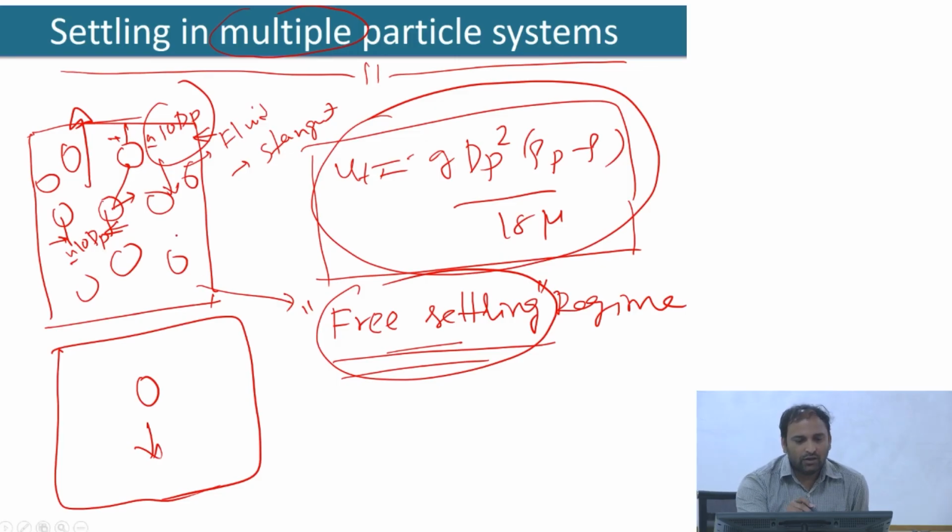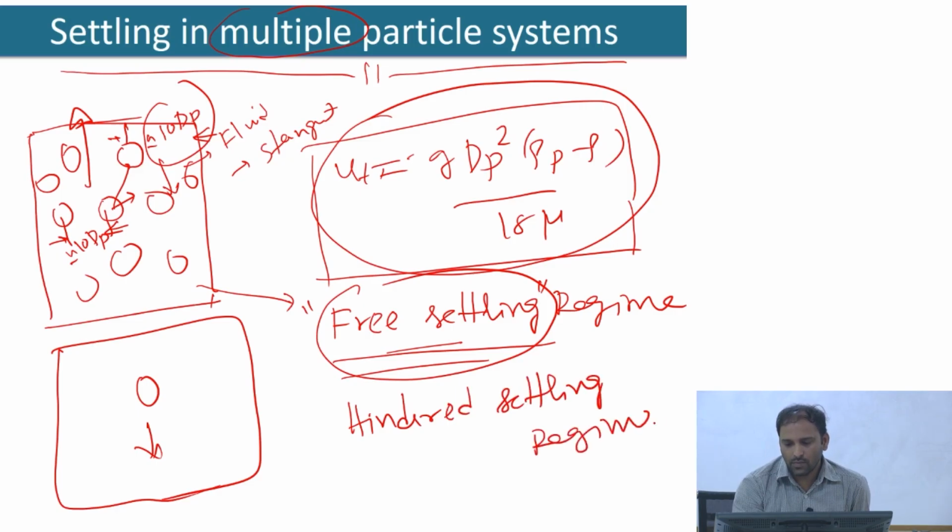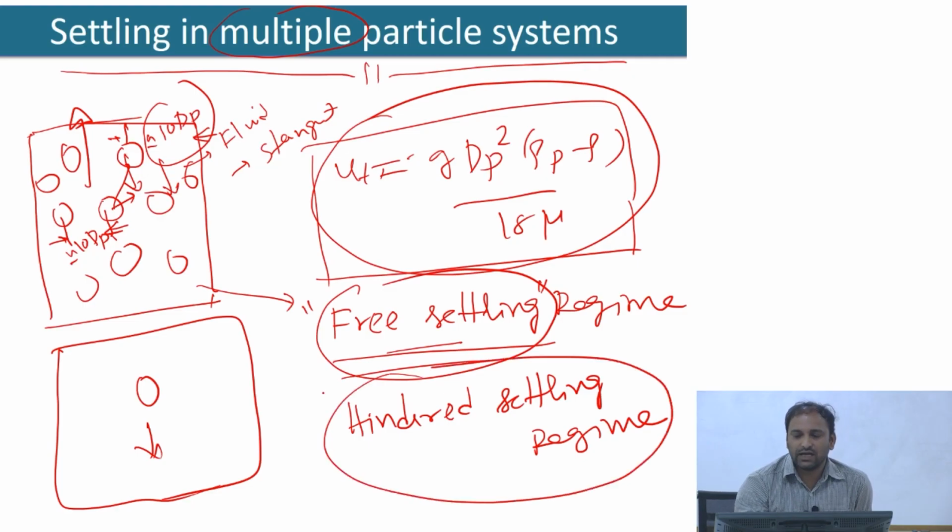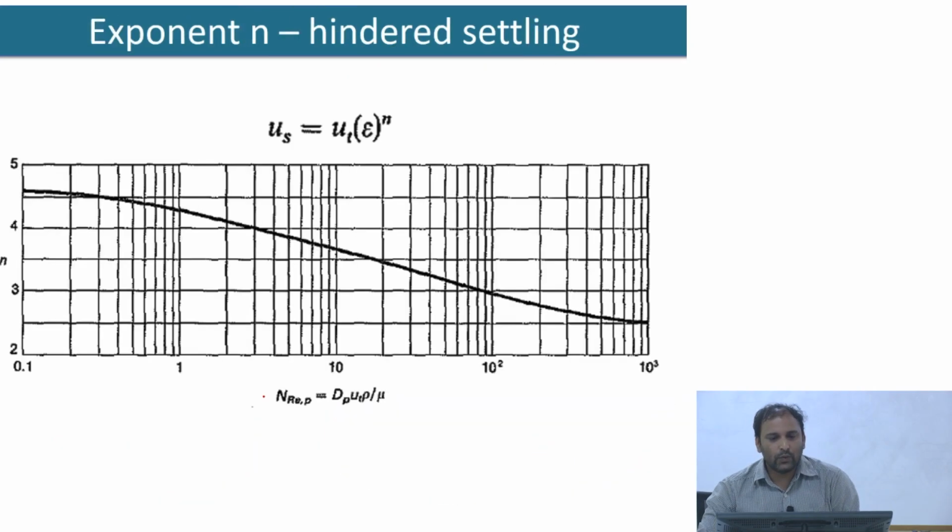When the motion of the particle is influenced by the wall or the other particles in the system, people use a term called hindered settling. When you have a large number of particles in your system, if one is coming down, the other particles influence the drag that the particle experiences. In such cases, you say that the settling is occurring under hindered settling conditions. And what people have done is come up with some very simple empirical relationships.